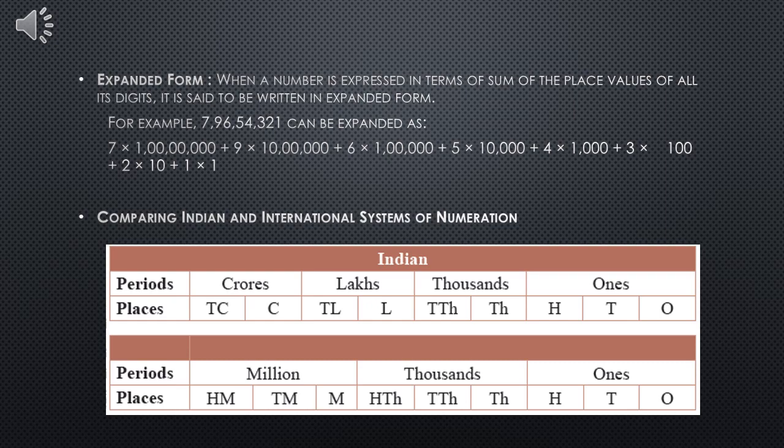Similarly, we can see in international system also, we have ones period where lie ones, tens, and hundred place. Next is thousand period. Here lie 1000, 10,000, and 100,000. And the last is million period where lie million, 10 million, and 100 million. And as you all know, and we have discussed earlier also, that after every period we have to put a comma.